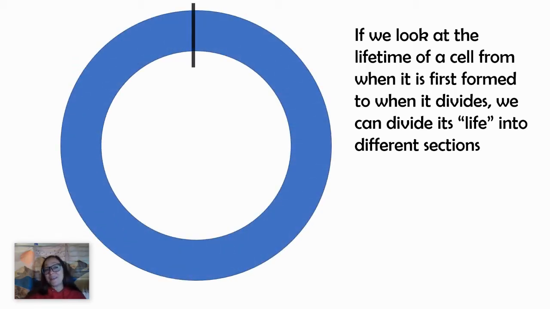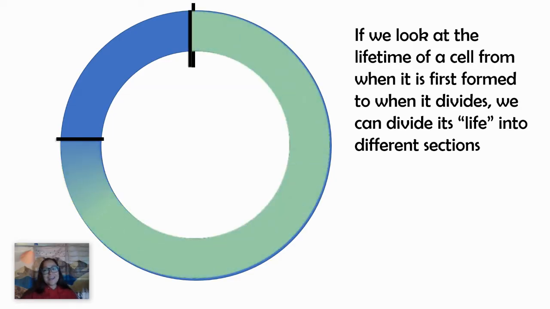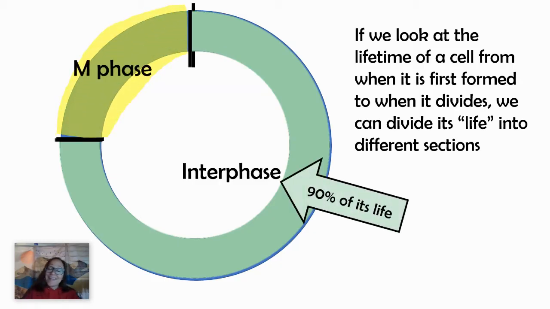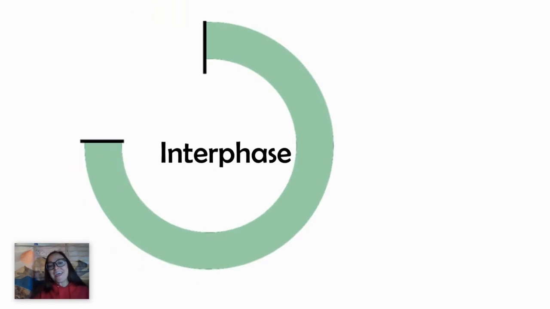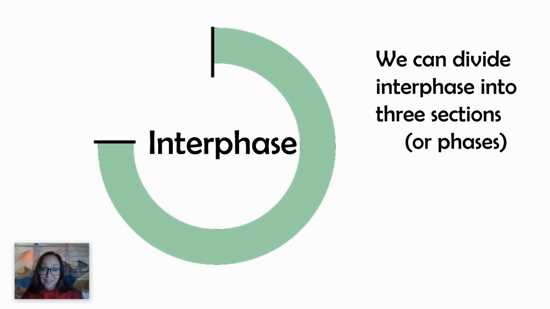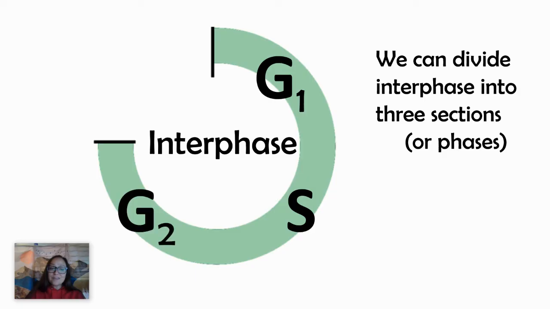So the cell cycle is made of two major parts. We have interphase here, and then we also have M phase. Now, interphase is 90% of the cell's life, and then M phase is actually where it divides by mitosis. Or if we're producing gametes, that'll be meiosis. Okay, so let's go ahead and see how we can divide interphase into three sections. So we have G1, S, and G2, and we'll talk about each of these in a bit of detail.